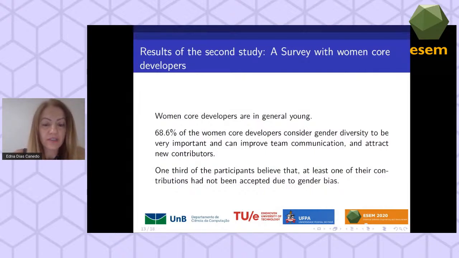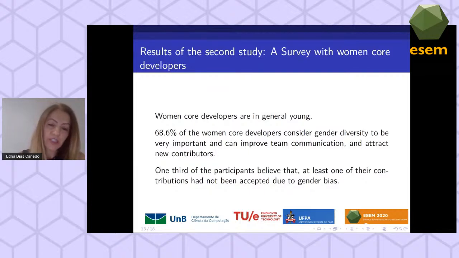Regarding our second study, the survey, we found that women core developers are in general young. 51.4% of the women are between 18 and 25 years old, and almost 80% of them are younger than 35 years old. 68.6% of the women core developers consider gender diversity in open source communities to be very important. According to them, gender diversity can improve team communication and attract women.